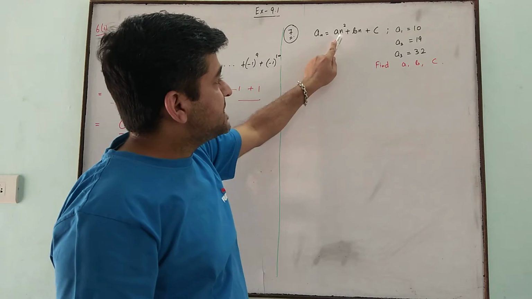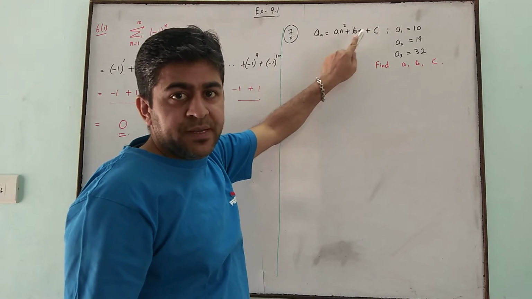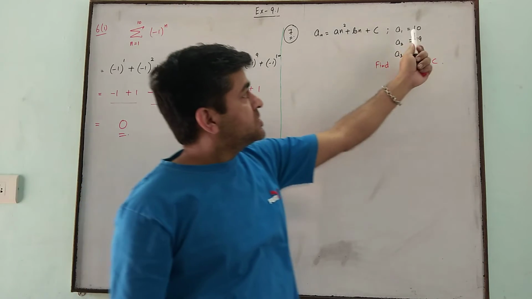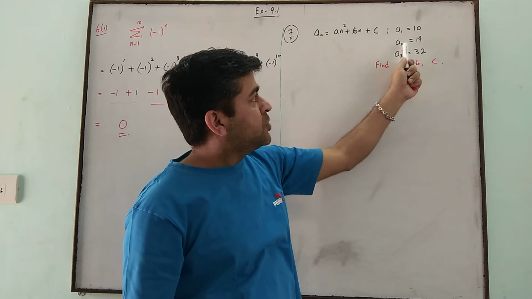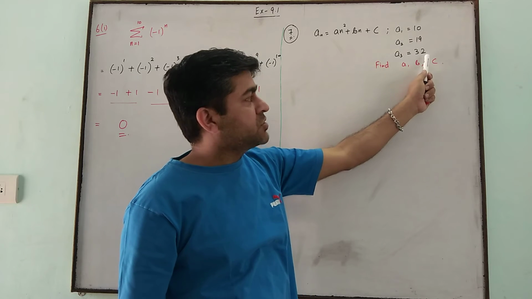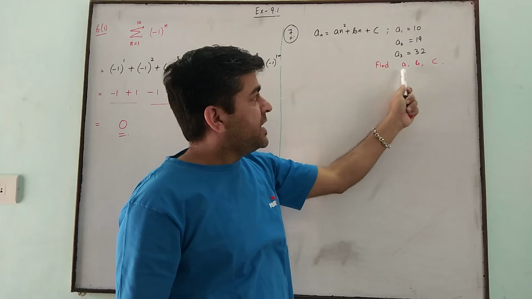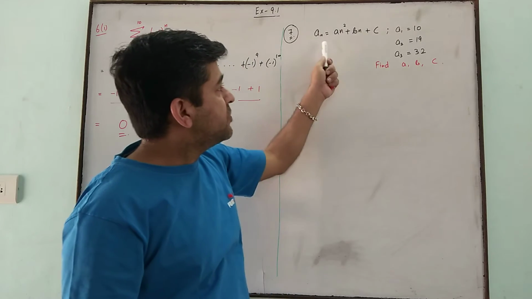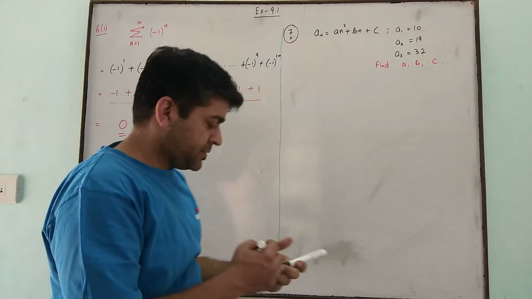The general term is given as an squared plus bn plus c. The first term a1 is 10, a2 is 19, a3 is 32. Find the values of a, b and c. Find the values of these variables a, b and c.